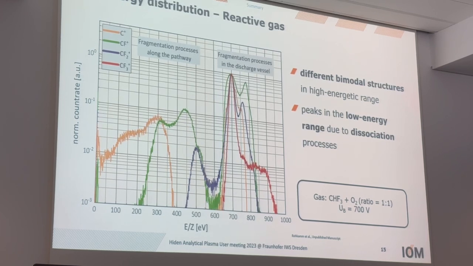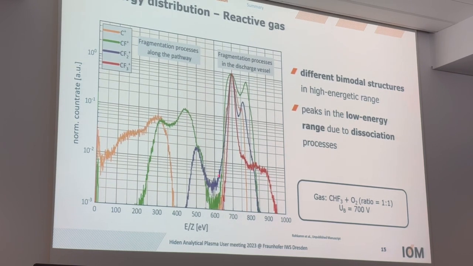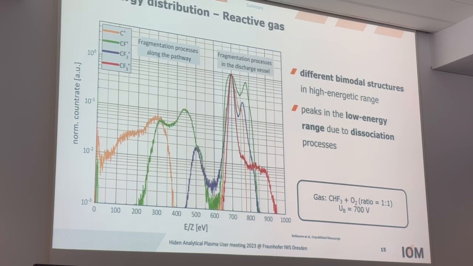So we expect our main contribution at our beam potential plus plasma potential, which is correct. These ions in that part of the spectrum are ions produced inside of our plasma discharge vessel, extracted and then detected by our ESMS. But you also see amounts in the lower energy range, and these are fragmentation processes along the propagation of our ion beam.